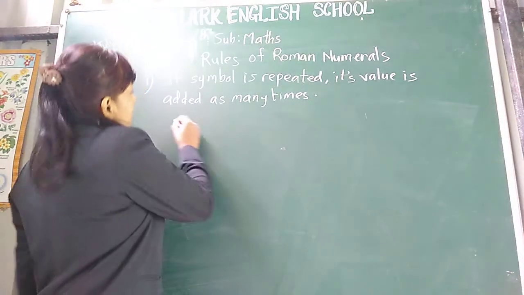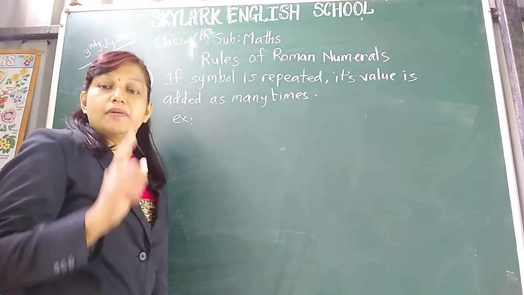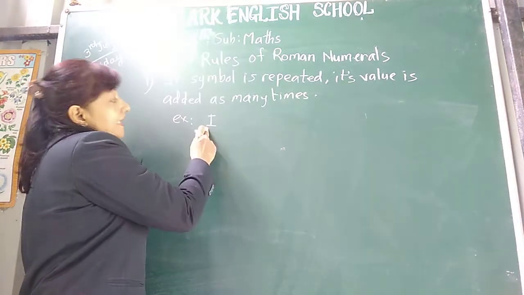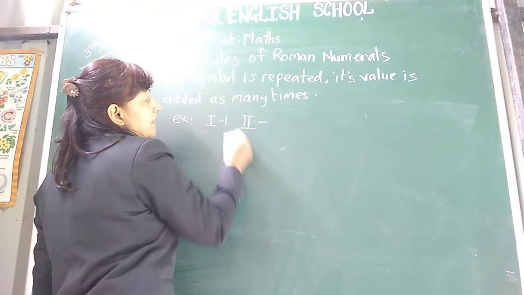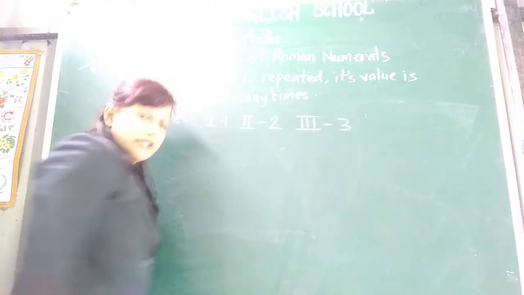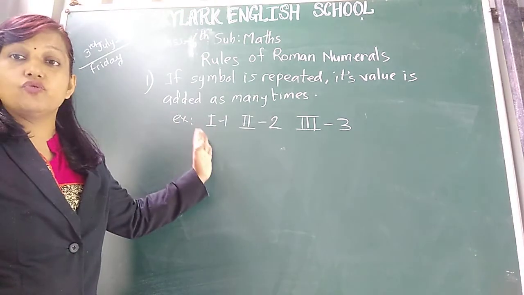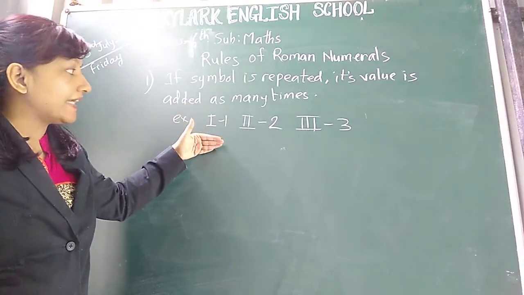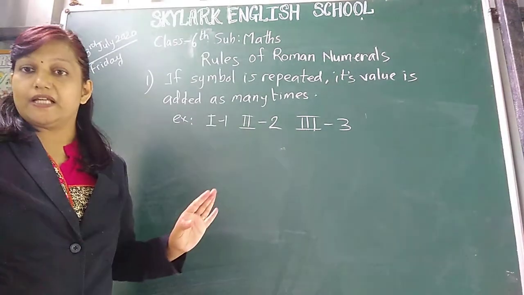For example, the number 1 is written as I. If you take this number again 2 times, then the value becomes 1 plus 1, that is 2. If it is written 3 times, its value becomes 3. But you can only repeat this symbol 3 times. That is the second rule, that you can repeat a symbol only 3 times, not more than 3 times.